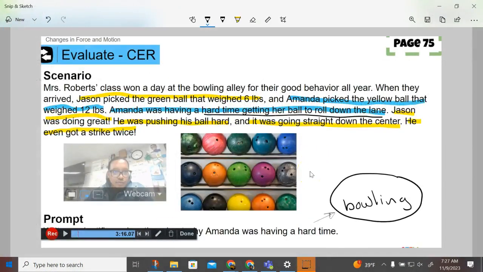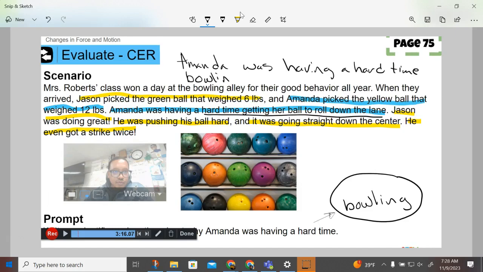So here, I'll write this at the beginning. I'm not going to write the last part of the claim because you got to write that. So Amanda was having a hard time bowling because, and then this is where your claim would come right after that part, okay? So then you're going to say why. Again, that's where you're going to put your claim. Blah, blah, blah. Like whatever your claim is, okay?